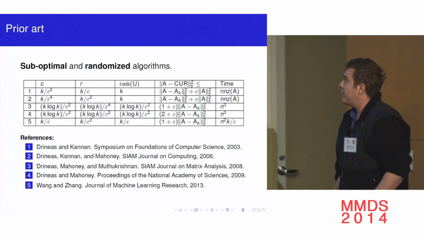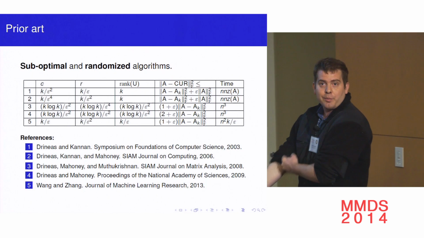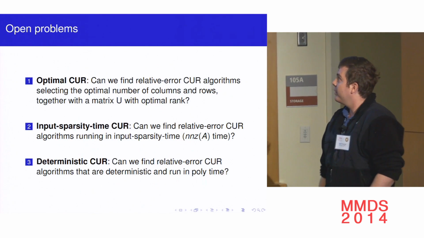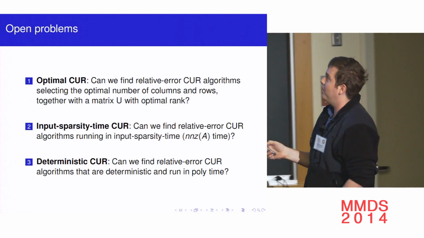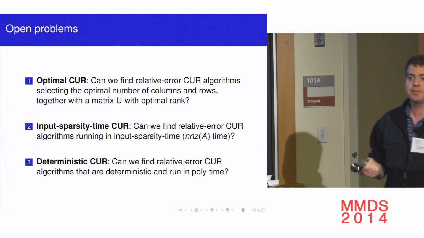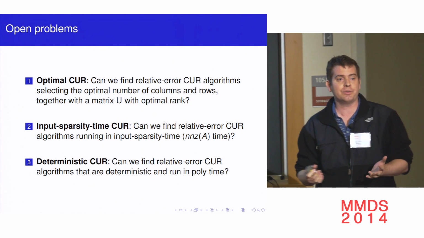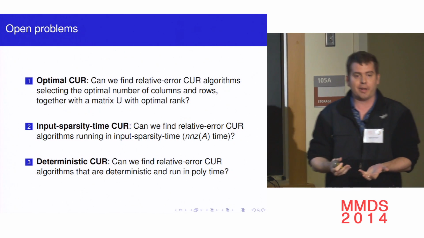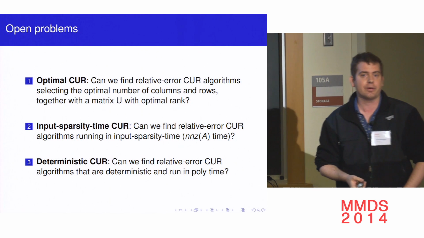So that's the state of the art, and there are a lot of open questions that remain given these works, and I've listed them here. So the first question is almost a purely combinatorial question: what are the parameters of an optimal CUR? So how few columns and rows and how small of a rank of matrix U can I choose and have a CUR factorization for any matrix A?